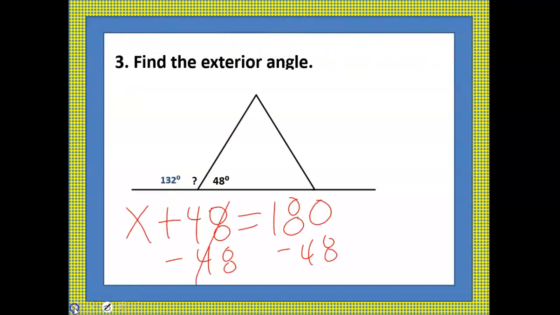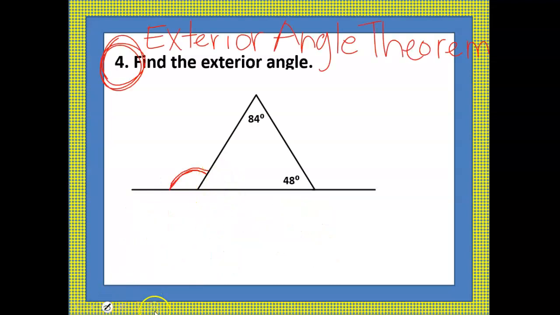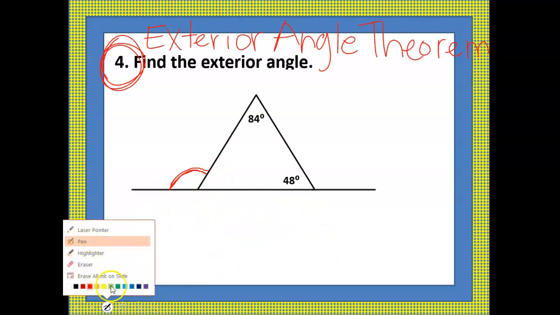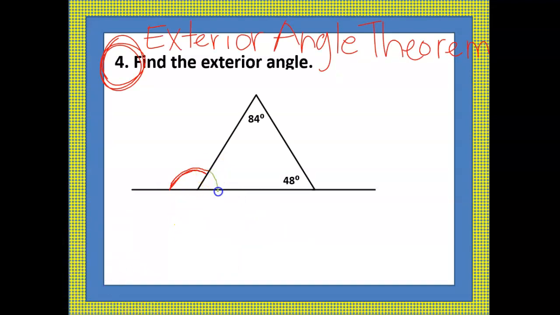So if you remember from the last one, we had an angle right beside it, and all we had to do was subtract from 180. But this time, I do not have an angle right beside it. So that means this is unknown, and the other one is also unknown.